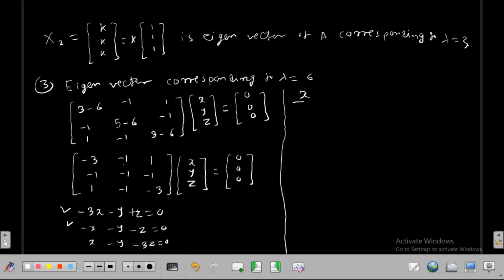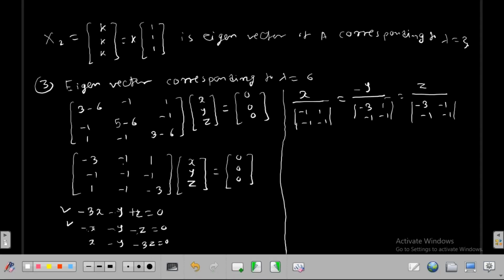So use these two equations to find the values of x, y, z. Write the coefficients of y and z: minus 1, minus 1, and here minus 1, minus 1. Then x divided by the determinant of the y and z coefficients, equal to minus y divided by the determinant of the x and z coefficients, equal to z divided by the determinant of the x and y coefficients. Multiply these numbers: minus 1 into minus 1 is plus 1, minus 1 into plus 1 is minus 1.